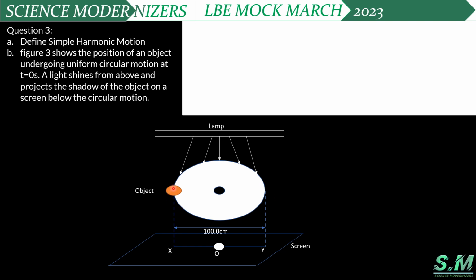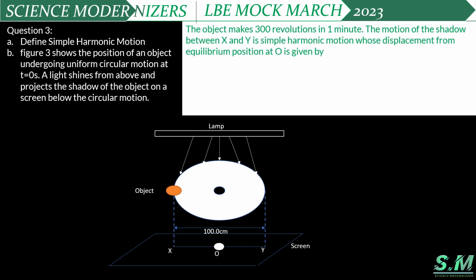The shadow projected is observed at X, at O we have the shadow observed at O, and at Y we have the shadow projected at Y. So at all points along the circle, the shadow of this object shall always be observed between X and Y. And as the object keeps on moving around the circle, we are going to observe a to and fro movement along X and Y, and that motion is simple harmonic.